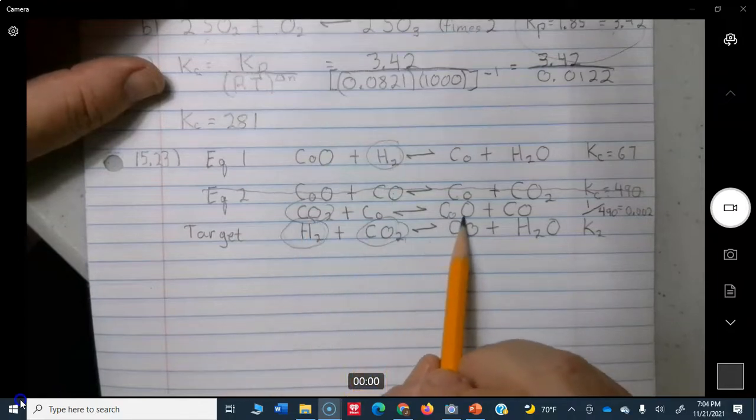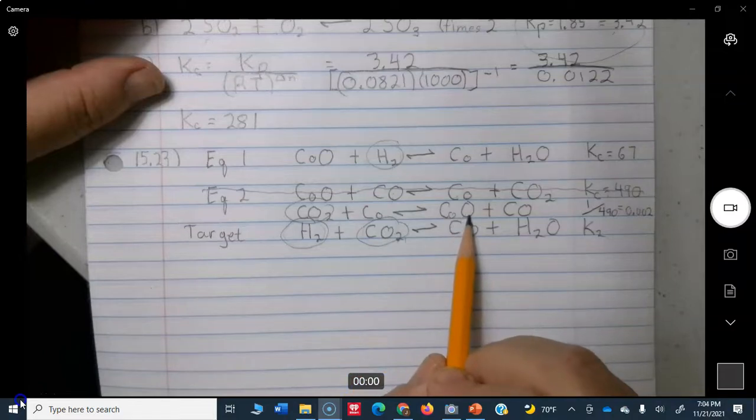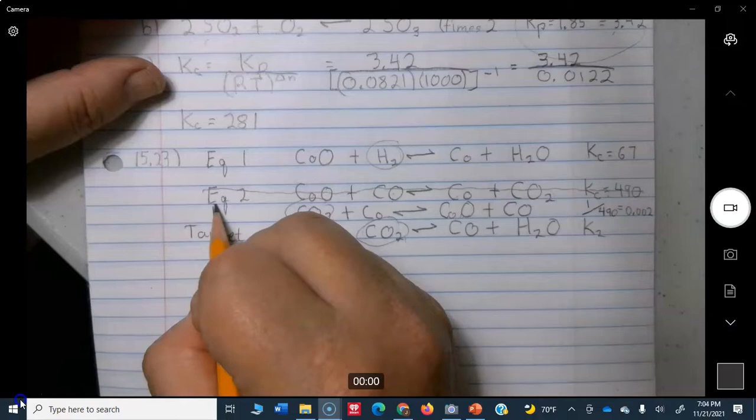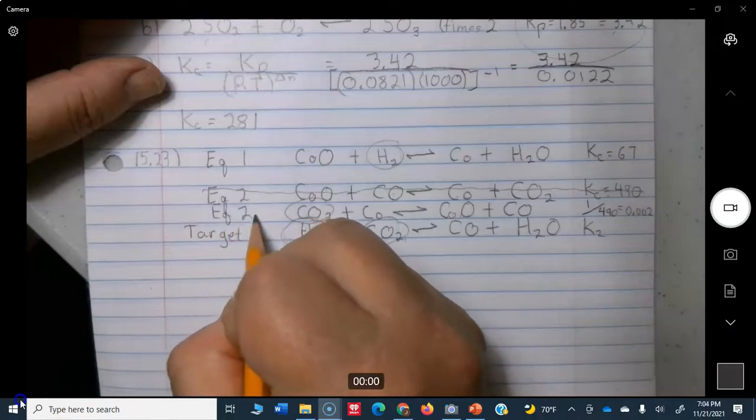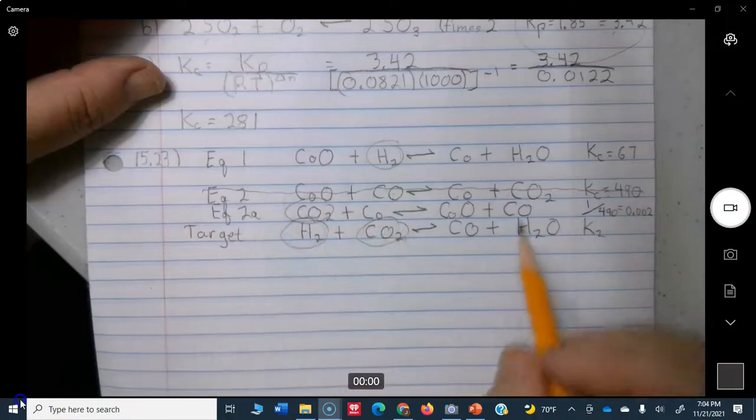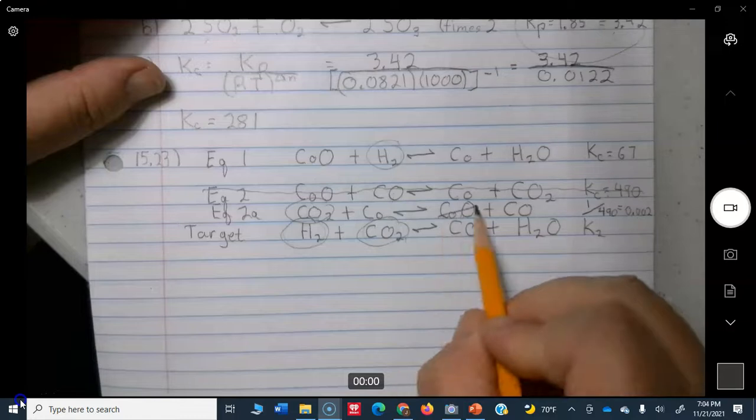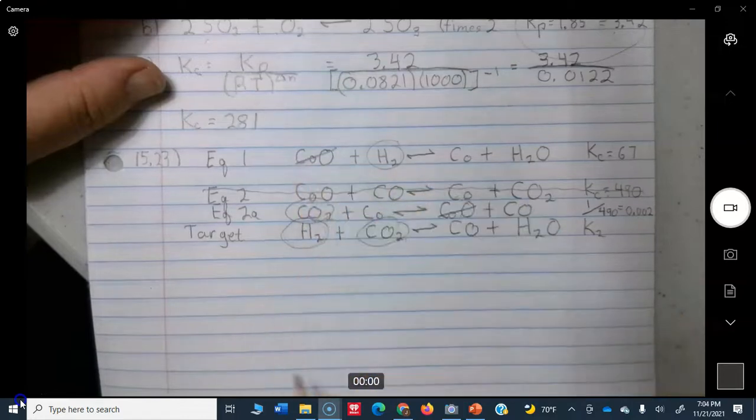Okay, down here we have CO, cobalt oxide that is, on the right side of the arrow in this equation. Again, we should give it a name, equation 2A. So we've gotten rid of equation 2. So we have cobalt oxide on the right side and up here on the left side, so they cancel.